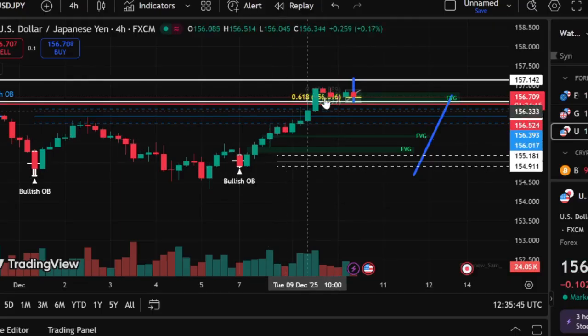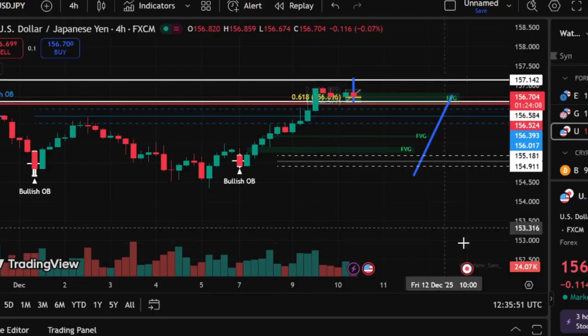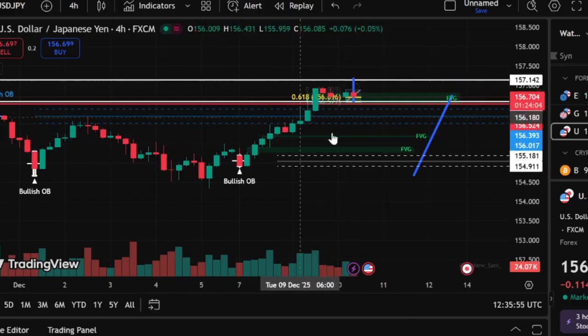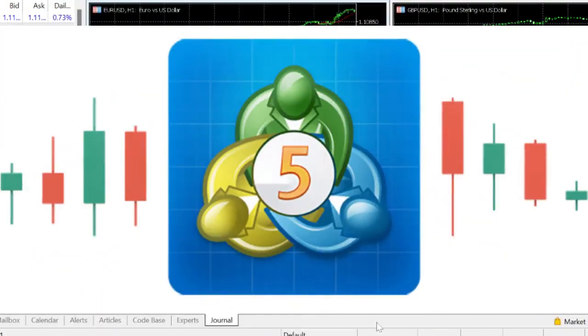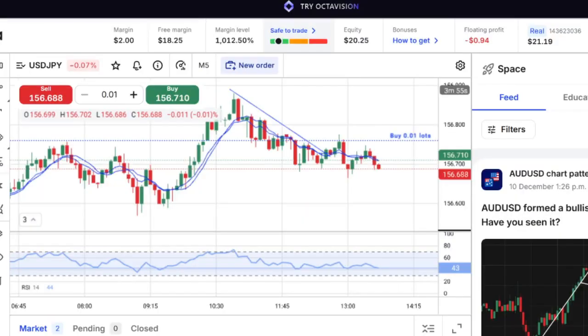You come here, see the market structure, identify key zones, and wait for confirmation. I will talk about all of those things. Once you analyze here and are sure you've gotten a confirmation, it's time to execute your trade. You come to MT5 or MT4, depending on the one you prefer, or MetaTrader or Octatrader. This is Octatrader.